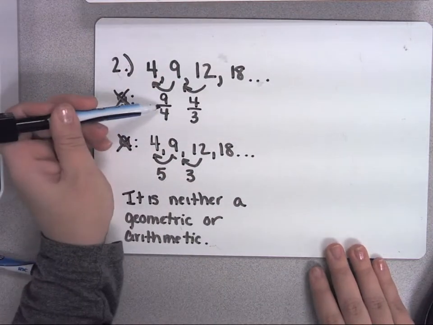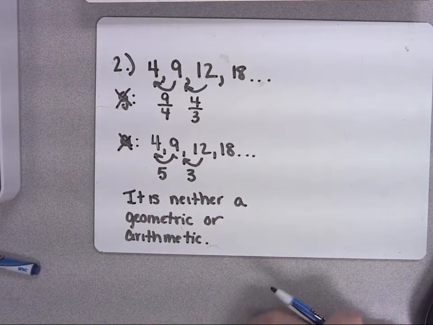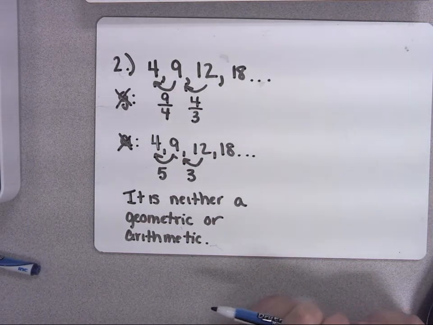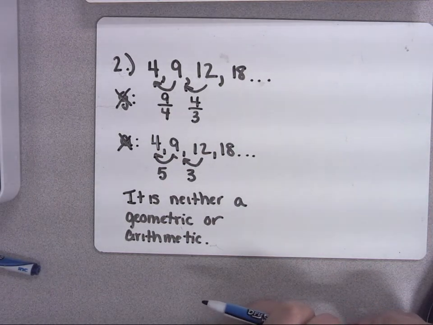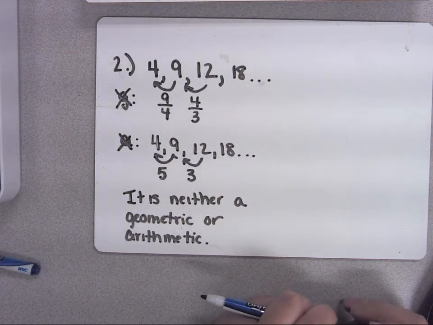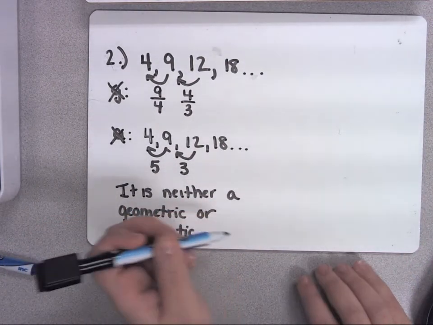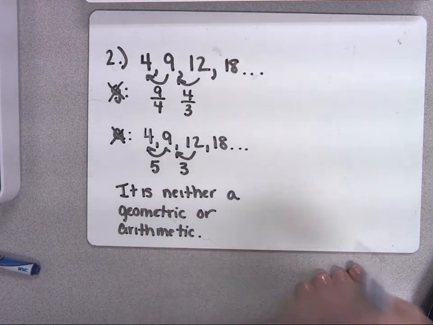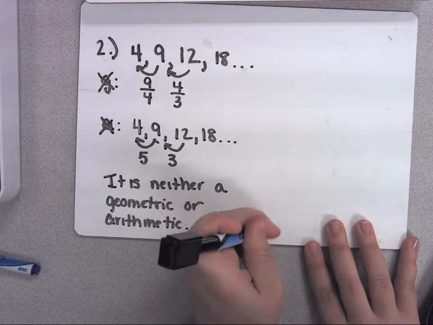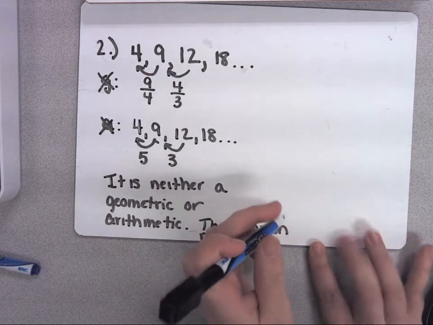What is this called? The change from one to another? What was that vocabulary word called again? That's what a fraction's called, correct. What's one of the vocabulary words I gave you at the beginning of these notes? A common ratio. So if you want to explain it in words, you would say the common ratio was not the same. If you want to write that down as an example, the common ratio was not the same or was not consistent.